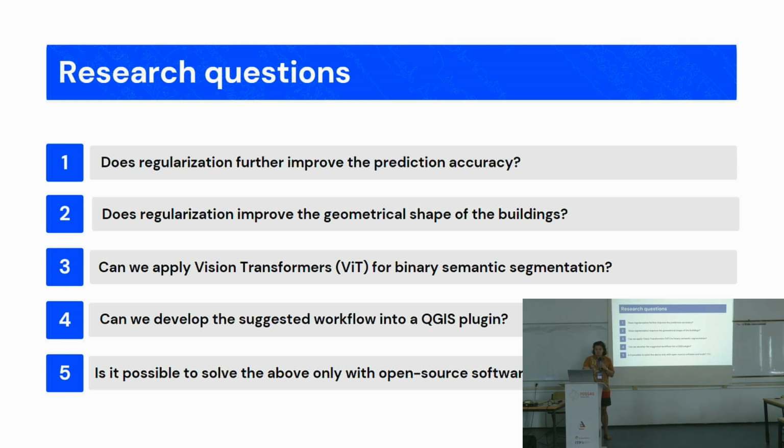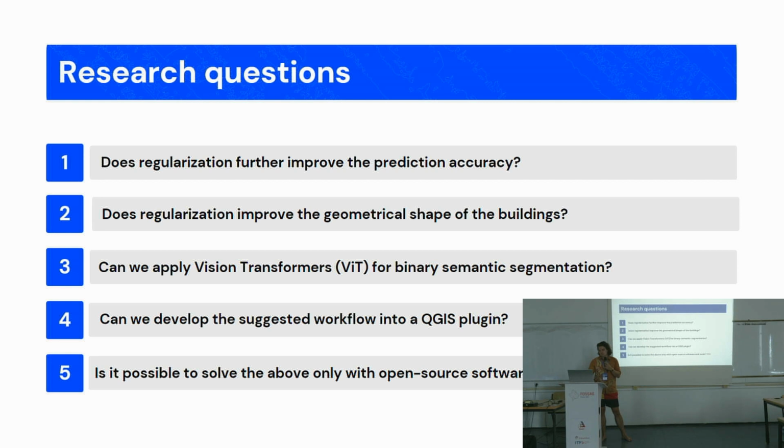And can we apply these vision transformers, which are a new kind of neural network model, for binary semantic segmentation? And then how can we develop this workflow into a fully working QGIS plugin that users can use? Because it's very nice to do practical work, not just theoretical. I mean, it's also nice to do theoretical work, but practical work counts and it's important.